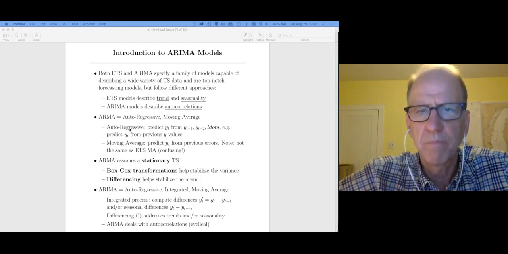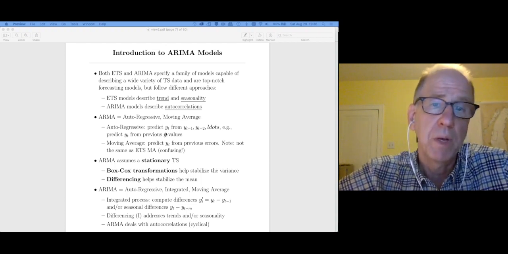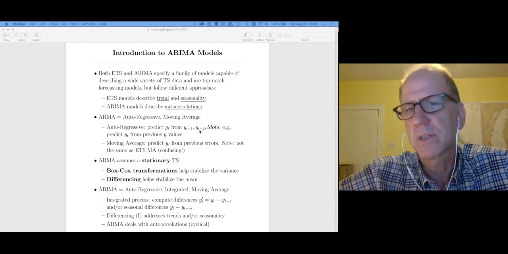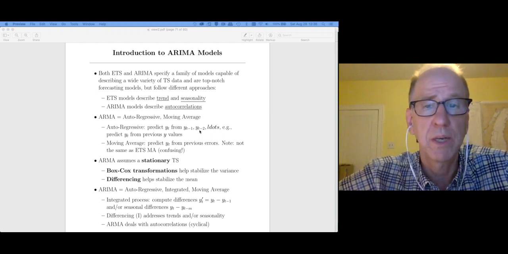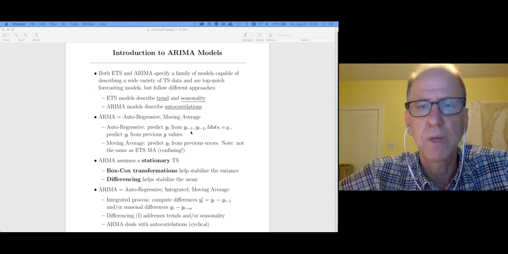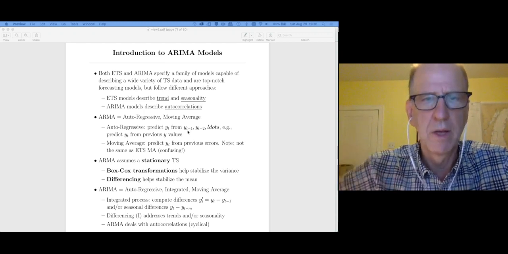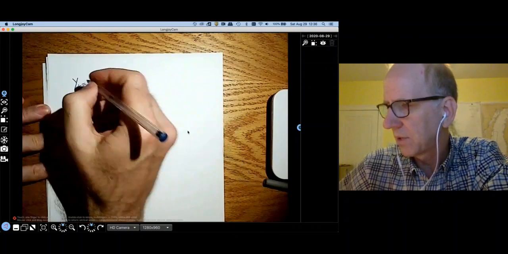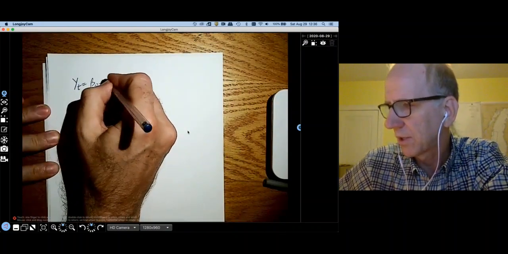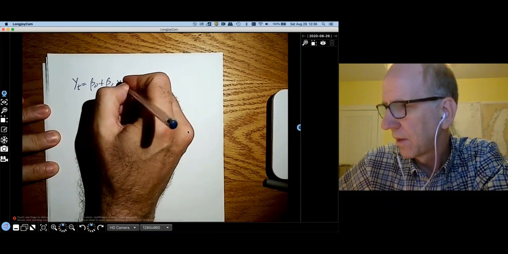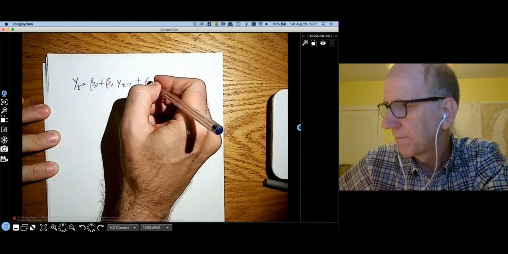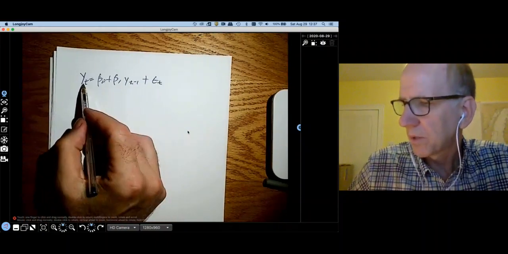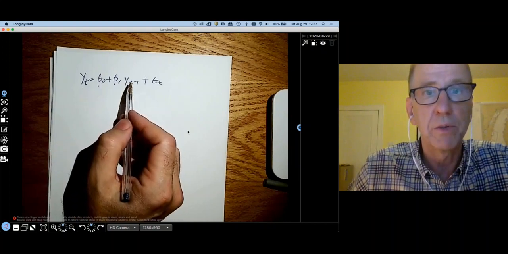The autoregressive part is that I'm going to fit a regression predicting y sub t using the previous observations. So in the simplest case, I would have y sub t as a function of y sub t minus 1. I'll just go over the document camera for a second. We're going to write this as y sub t is equal to some regression like this, plus some errors. So that's what autoregression is. We're going to regress y sub t on the previous value of y.